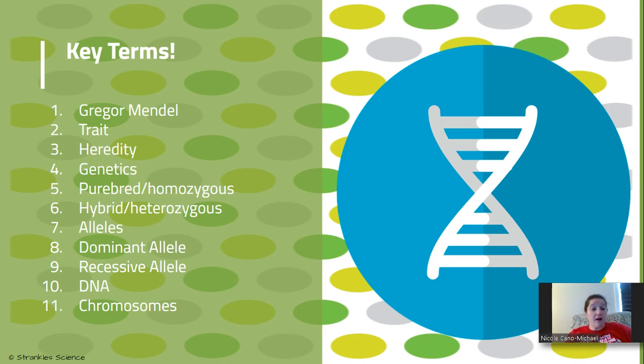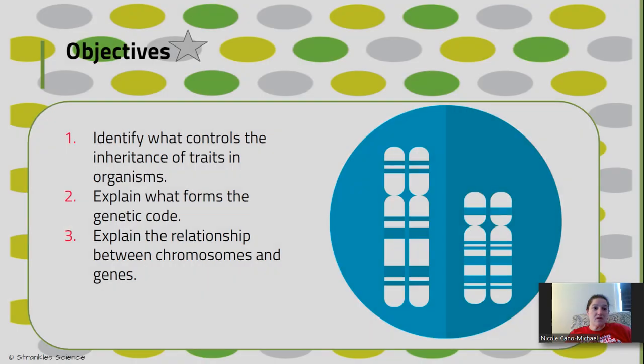Alleles come in two varieties, dominant and recessive. And we have previously talked about DNA and chromosomes. Again, our goal for today is to figure out what controls inheritance in traits of organisms, what forms their genetic code, and explaining the relationship between chromosomes and genes.